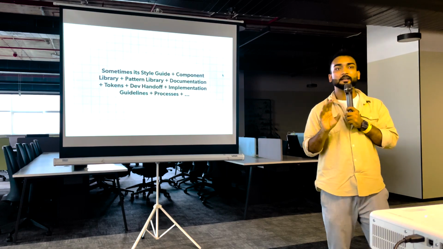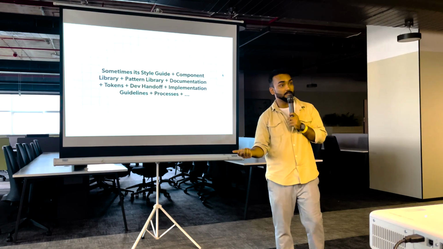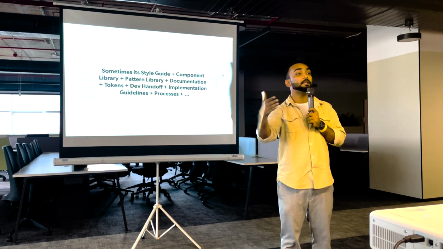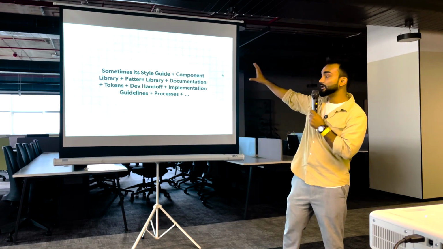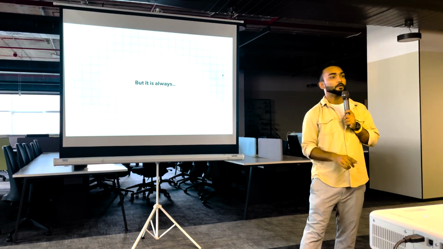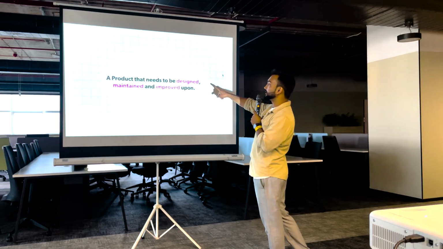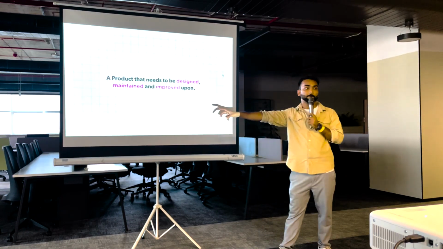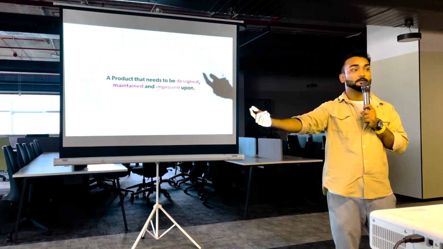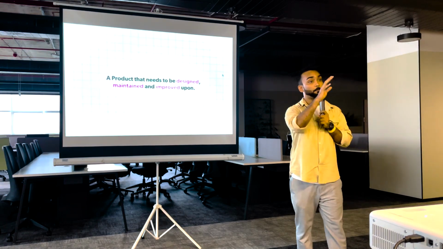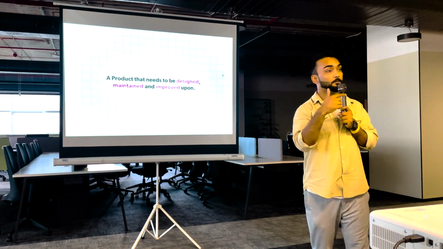That means there is no set definition of what actually can go in a design system. Depending on the org that you're in, the product that you're designing, the team, the maturity of the design team that you're working in, a design system can take any shape or form. It could be a combination of any of these things. But what it always is, is a product that needs to be designed, maintained, and improved upon. I want to repeat, we're not talking about the product that you are building using the design system, but the design system itself is a product that has to be not just designed, but maintained and improved upon.